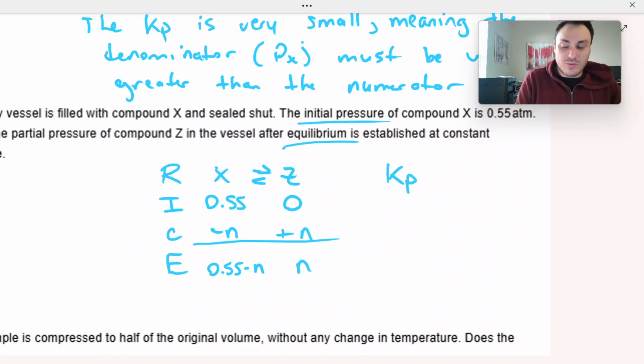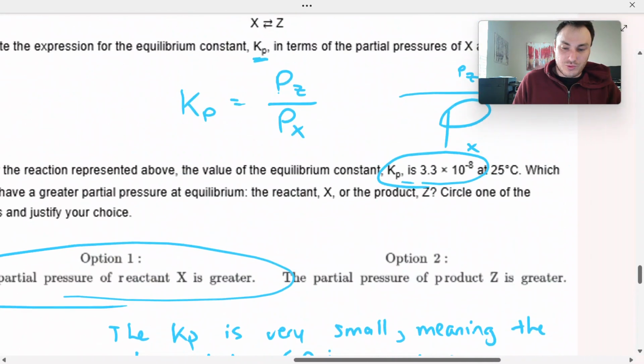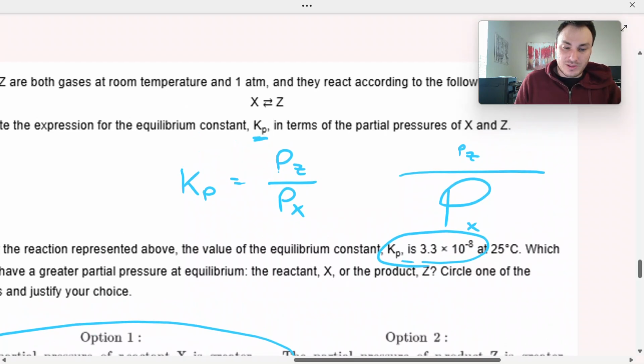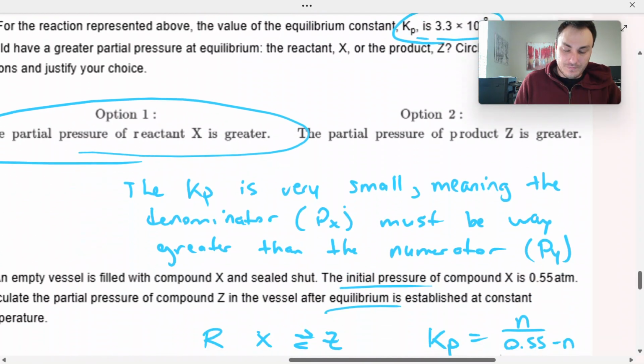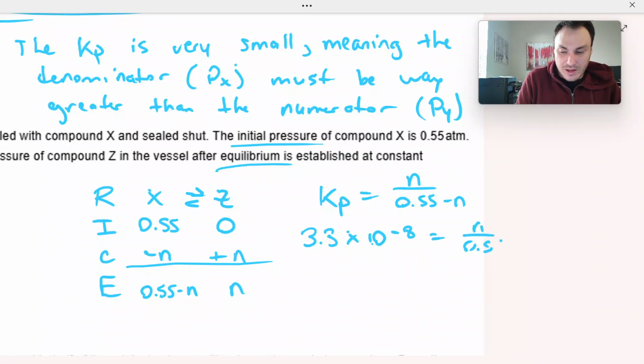The Kp expression is the partial pressure of Z over the partial pressure of X. So it's going to be N over 0.55 minus N. And we know that the Kp is 3.3 times 10 to the negative 8th. So let's write that down. 3.3 times 10 to the negative 8th equals N over 0.55 minus N. From here, we just have to solve for N.